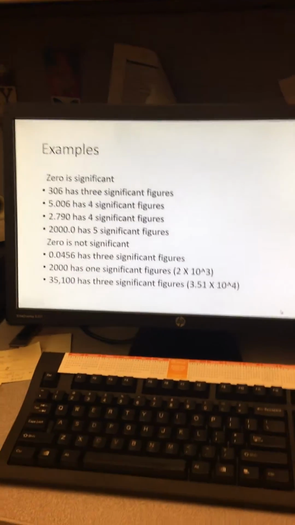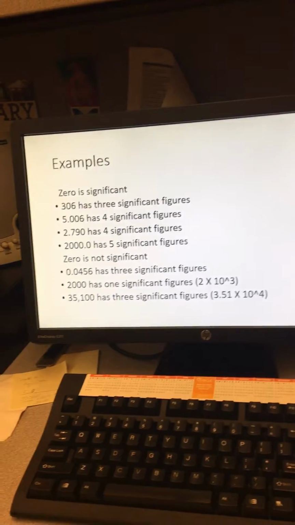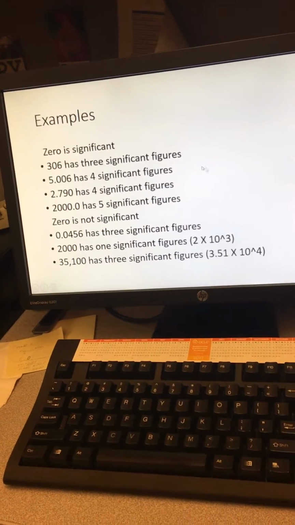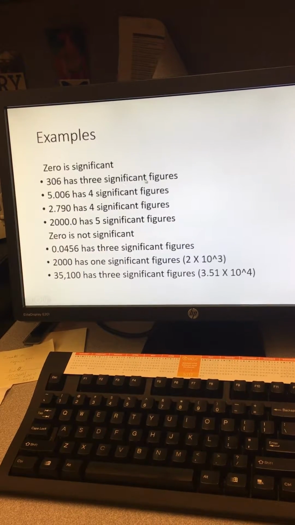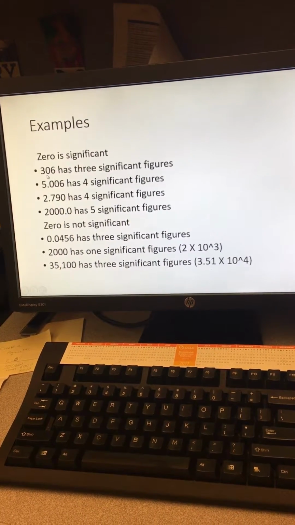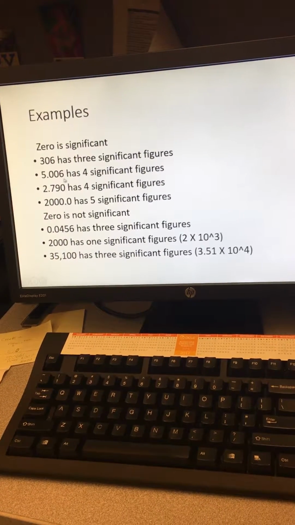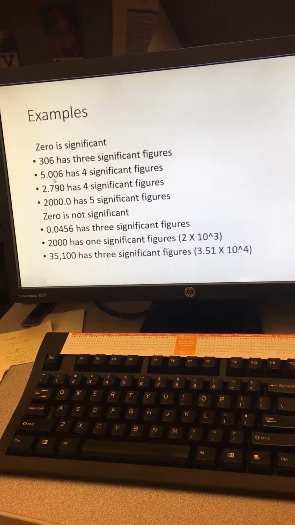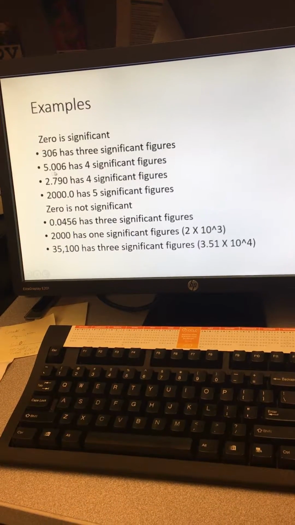So here are just some examples of when 0 is significant and when 0 is not significant. If we just look at this first example, 306 has 3 significant figures. We count the 0 as a significant figure because it is in between two non-zero numbers. If we look at this one too, it has 4 significant figures, 5.006. We count the zeros as significant figures because, again, it is in between two non-zero numbers.